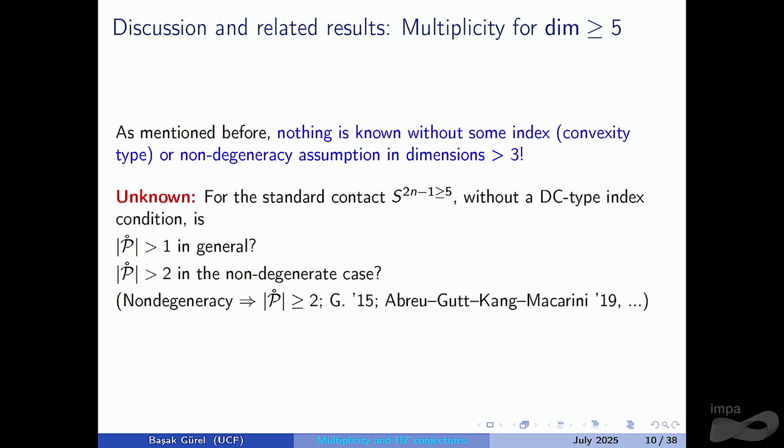So as I already said, these questions are rather elementary. What we don't know is very basic here. At this level, we don't even know if there is more than one in general, and more than two in the non-degenerate case.